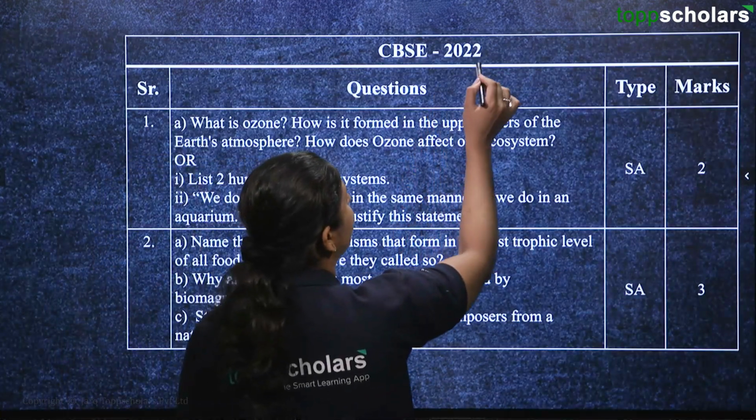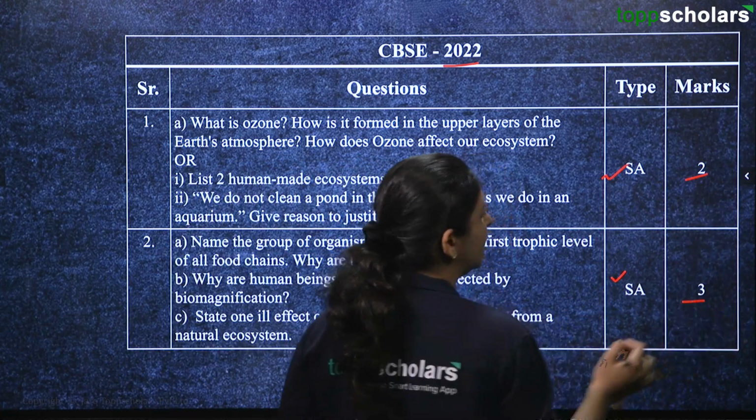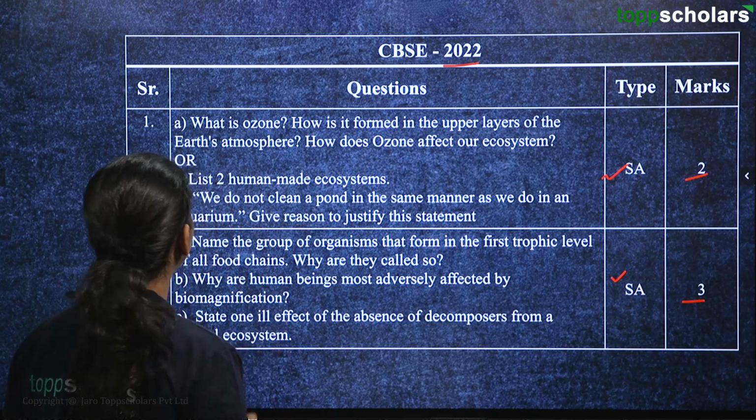Next is from the year 2022 paper, children. You again have short answer type questions holding 2 and 3 marks individually. Let's go for the 2-mark question here.